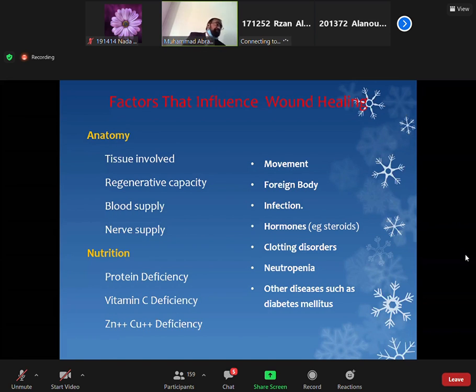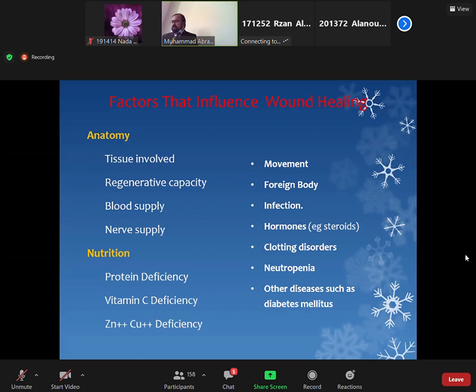Infection. If it is a clean surgical wound, no infection, the wound will heal quickly. Hormones, if you give steroids, that is anti-inflammatory, that will cause a problem. Clotting disorder, if somebody has a clotting disorder, the first thing that comes there is the clot. So if the clot is not forming, it will delay the healing process. Neutropenia, because neutrophils are the cells which come as the first line of defense. If somebody has neutropenia, meaning a lower amount of neutrophils, fewer neutrophils will go there. It will take a little longer time.